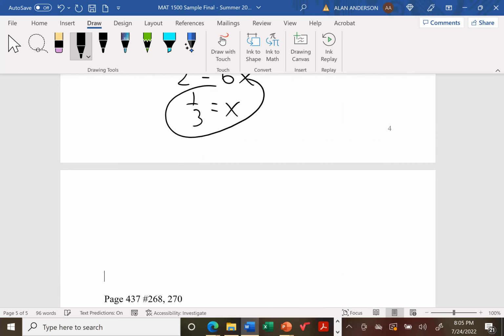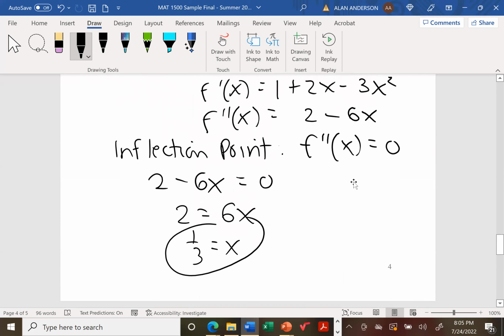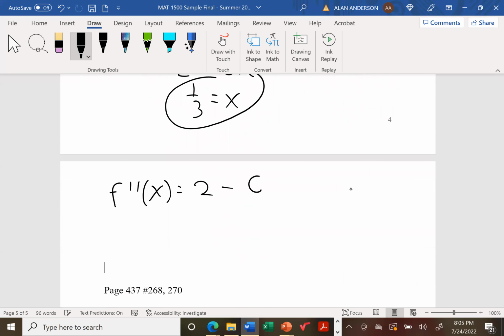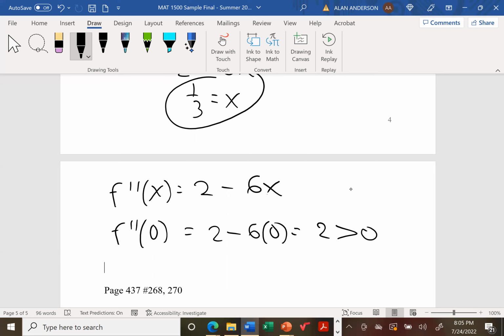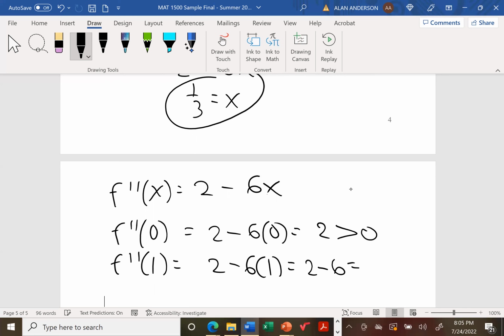So once again, the second derivative is equal to 2 minus 6x. So let's check out f double prime of 0. Okay, so that means leading up to this inflection point, the second derivative is positive. Okay, but after that, let's do f double prime of 1, which is on the right-hand side of this point. It becomes negative.